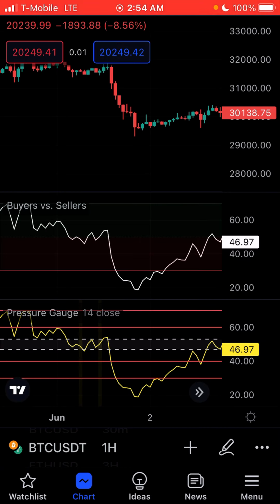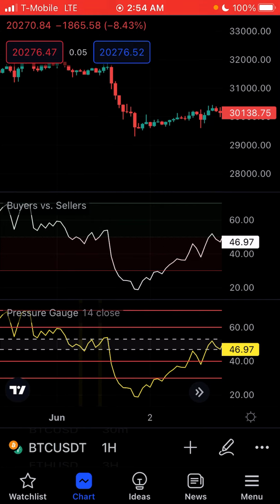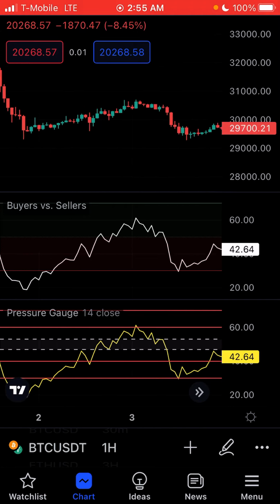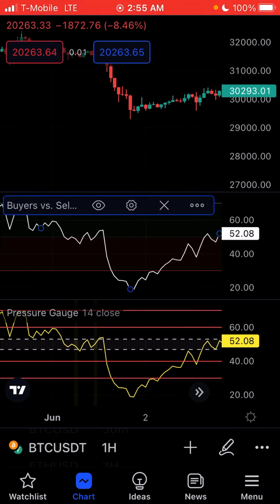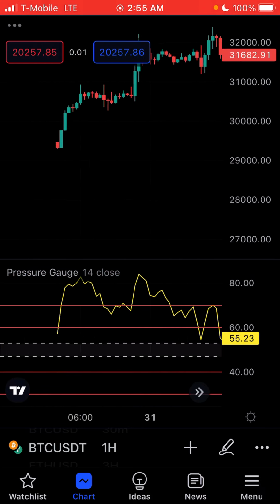So at that moment when the pressure gauge is right there, where is the line crossing? Is it in the green or is it in the red? It's in the green. So what ends up happening? It goes down. So let's look at a couple more examples.